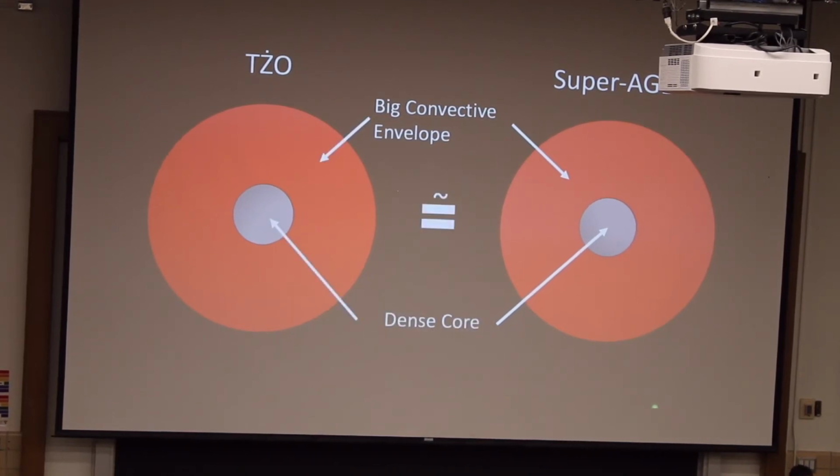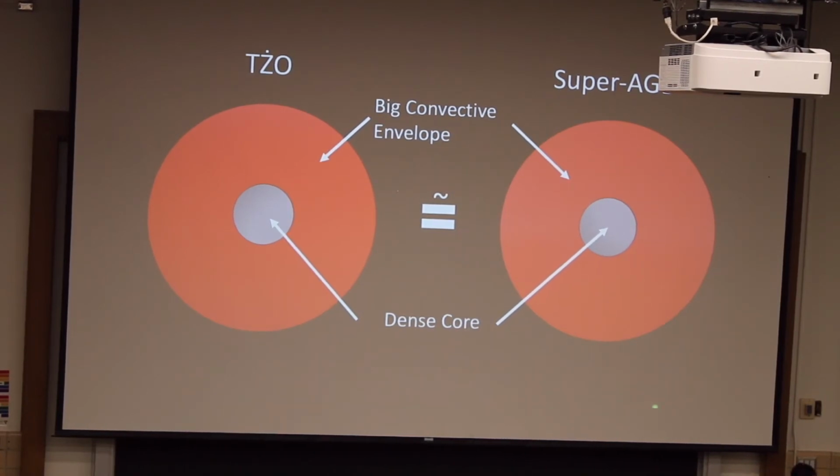So if you don't squint too hard, to first order, these are roughly the same. TZOs and super AGBs are both stars with really dense cores and really big envelopes. And crucially, the variability of a star, when a star is variable, it is literally pulsating. It's getting bigger and it's getting smaller as waves propagate through the convective envelope. And the way that those waves propagate is directly related to the structure of the star.